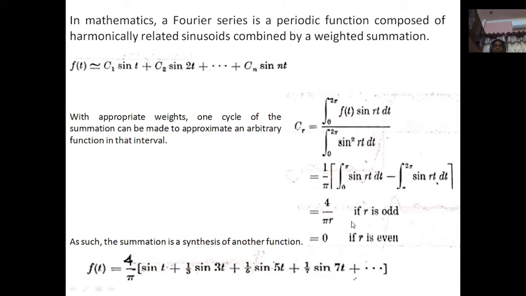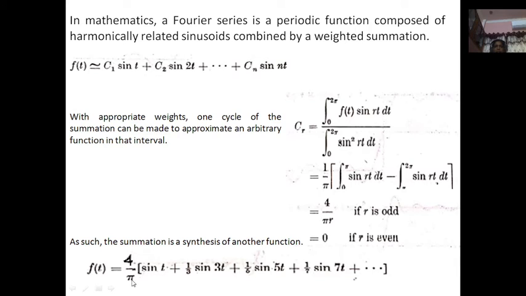Then these coefficients are substituted in the regular expression in place of c1, c2, cn. Where r is odd, c1, c3, c5 are going to exist. 4 by pi is common among all the coefficients, so we take it out: 4 by pi times sin t plus 1 by 3 sin 3t, plus 1 by 5 sin 5t, and so on. This is the expansion for the square wave function shown here. If you consider this as f of t, it is the expected or synthesis function.